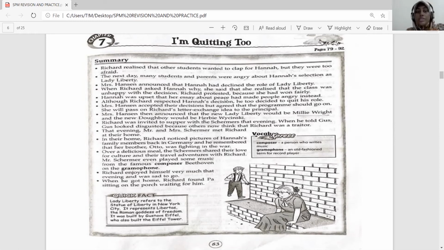So Richard wasn't happy, and what happened? Richard also decided to quit his role. Hannah was upset that her essay about peace had made people angry. Although Richard respected Hannah's decision, he too decided to quit his role. Here you can learn that Richard is a loyal friend to Hannah. So for Richard's characteristics you can add that, despite being brave, a nature lover and a hardworking boy, he is also very loyal. Not boyfriend-girlfriend; boyfriend and girlfriend are also not that loyal.